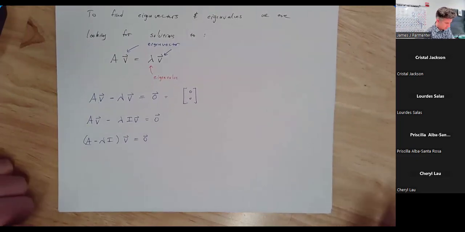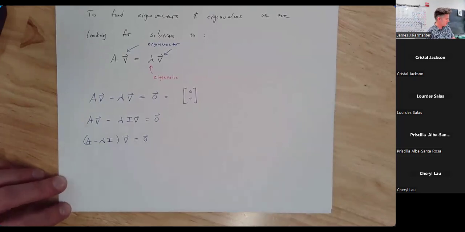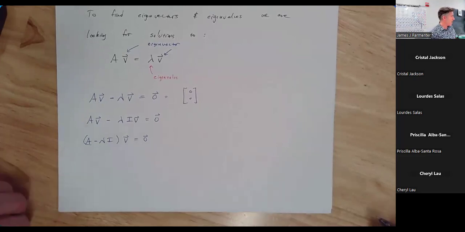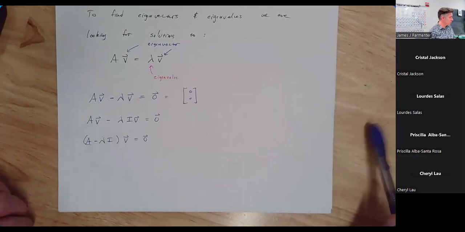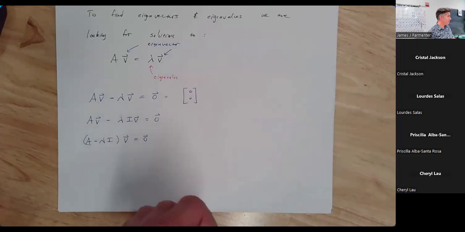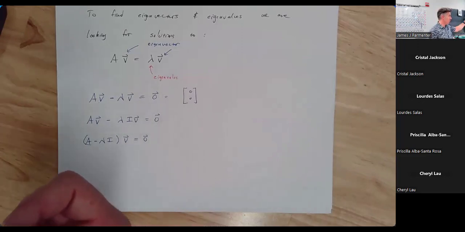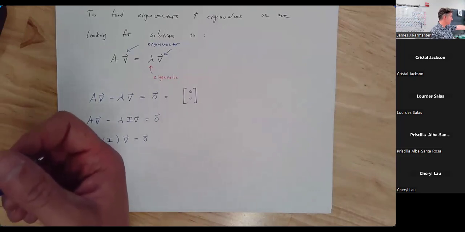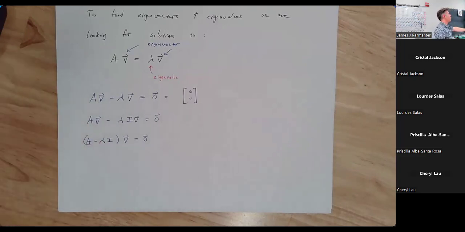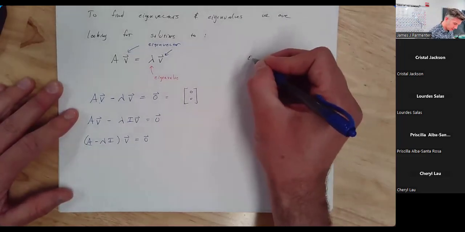Okay, so you've got something times the vector equal to 0. And there's two sorts of solutions here. You can either have exactly one solution or an infinite number of solutions. Those are the only options, right? Or you could have no solutions, but we don't want to have no solutions.